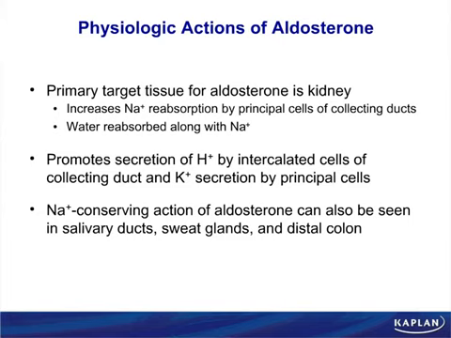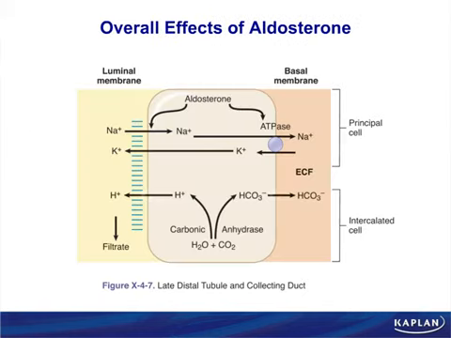The principal cells excrete potassium. The intercalated cells secrete hydrogen ions. Now, this image is not just the kidney. This image can also be the gut. This is both the bowel and the kidney. At the luminal end, aldosterone puts in sodium receptors and stimulates the sodium-potassium ATPase on the blood side, on the basal membrane side.